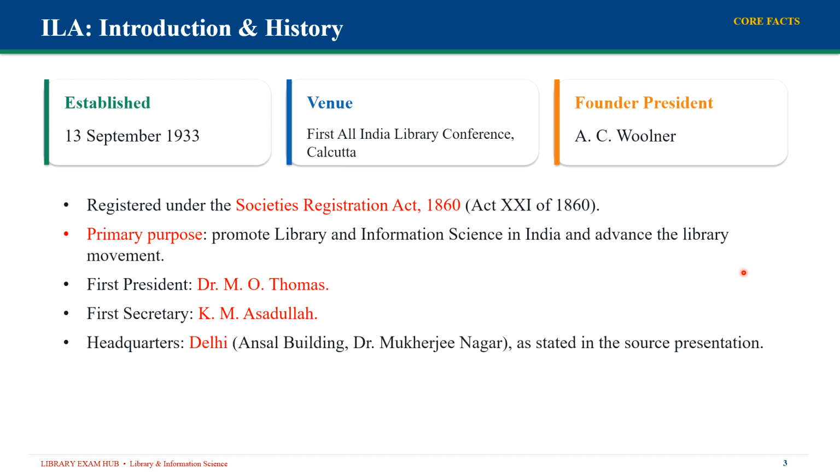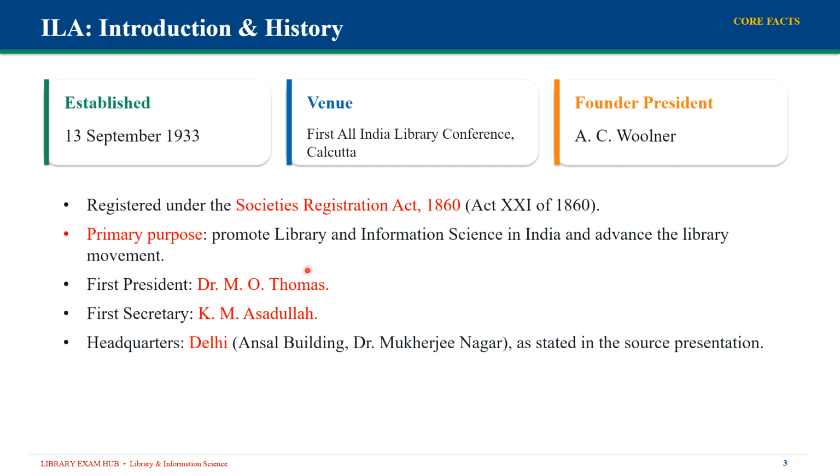Now let us understand the history of the Indian Library Association. The Indian Library Association was established on 13th September 1933. It was established during the first All India Library Conference, which was held in Calcutta. The founder president of ILA is A.C. Woolner. Remember the founder president. It is registered under the Societies Registration Act 1860.